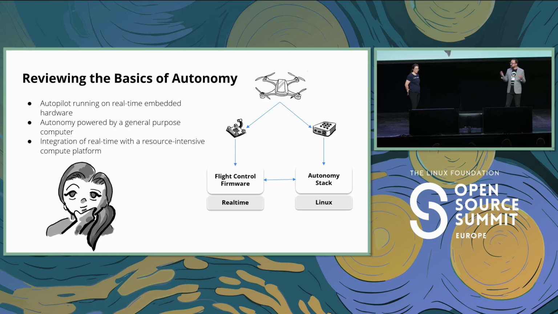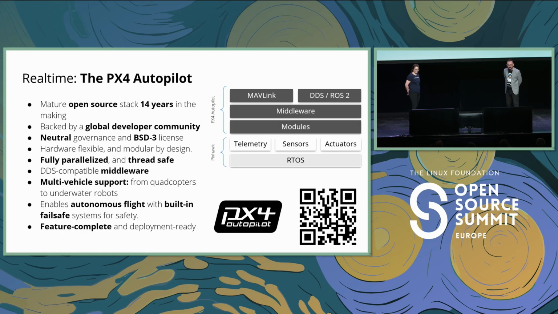For the real-time part, though, she's going to be using the PX4 autopilot. The PX4 autopilot runs on top of an RTOS. It runs fully parallelized and thread safe. It's a stable interface to ROS thanks to its DDS-like middleware. It has great hardware support, is designed with safety in mind, supports multiple drone types, and is hosted by the Dronecode Foundation. It's been around for more than 14 years, has a BSD3 license and neutral governance. So it's a perfect choice for Mary.